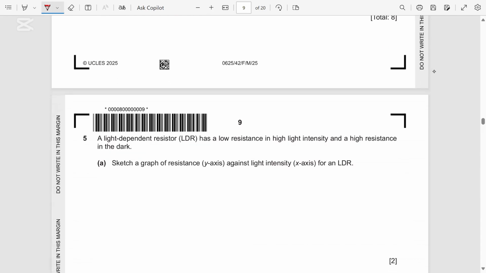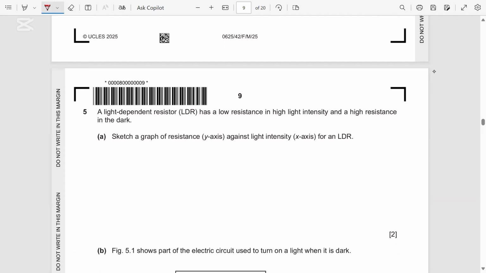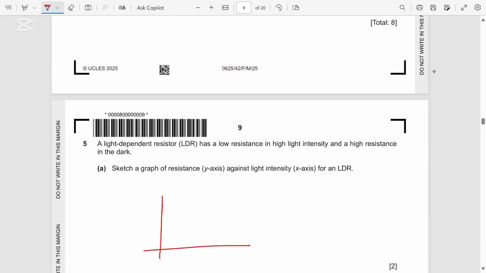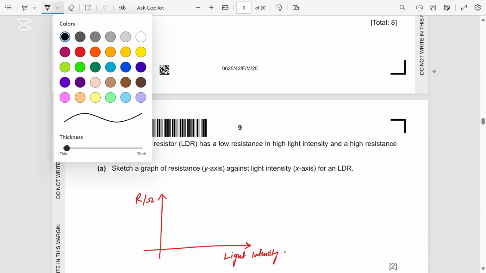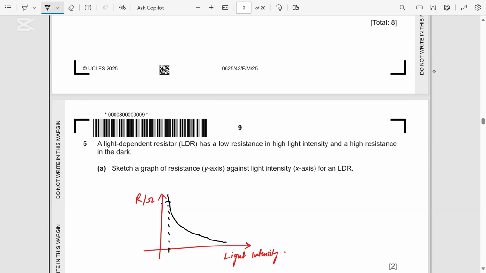Moving on, a light dependent resistor, which is LDR, has a low resistance in high light intensity and a high resistance in the dark. Sketch a graph of resistance against light intensity for an LDR. So we have here on the y-axis the resistance in ohms. And we have here the light intensity, right? So you have to draw the graph, and you should know that for lower light intensity, the resistance is more, and for higher light intensity, the resistance is less. It's going to be a graph like this. At lower light intensity, we have a high resistance, and at high light intensity, we have a lower resistance.